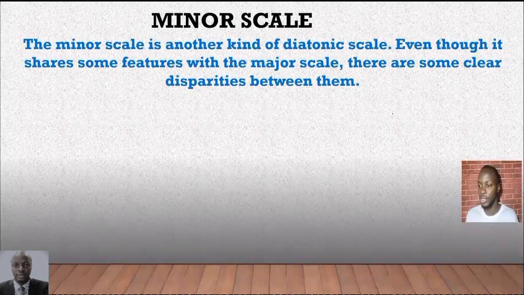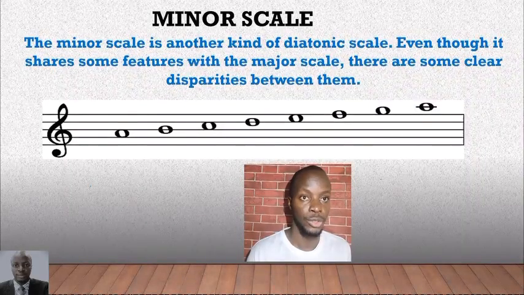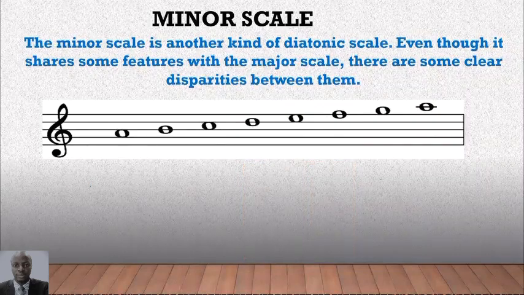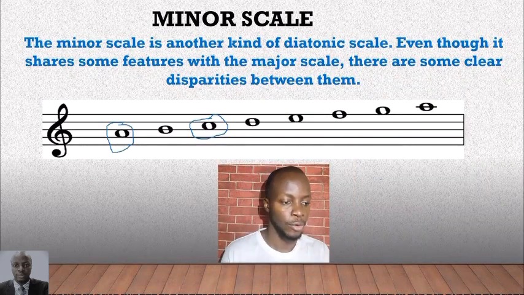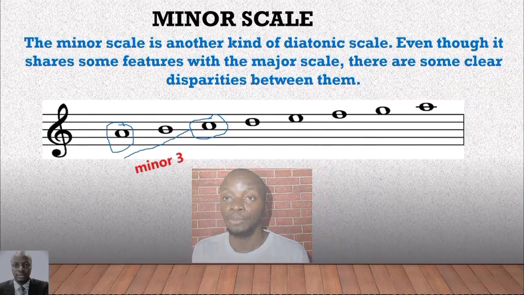The minor scale is another kind of diatonic scale because it also has 5 tones and 2 semitones. That is 5 whole tones and 2 half tones, right? In furtherance to the features of a minor scale, the minor scale has the minor third. So from the tonic to the mediant is 3 semitones, and 3 semitones is a minor third.